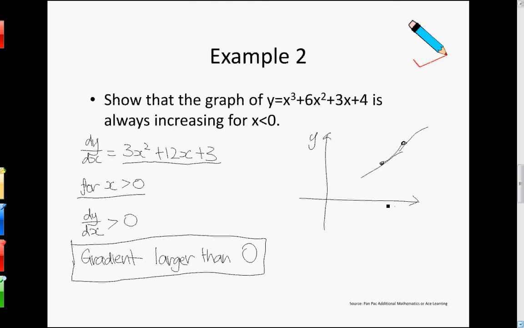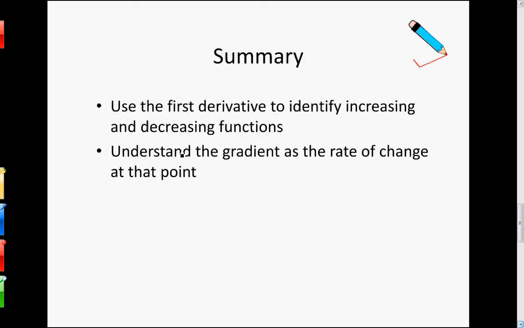Okay, for values of x more than 0, you can try subbing the value of 0 in, and you realize that the value at 0 is more than 0, and the graph is increasing, therefore it is more than 0. Okay, but we can also show from the gradient function that it's always increasing. Okay, so in summary, we have actually used the first derivative to identify increasing and decreasing functions, and understanding that the gradient is also the rate of change at that point.